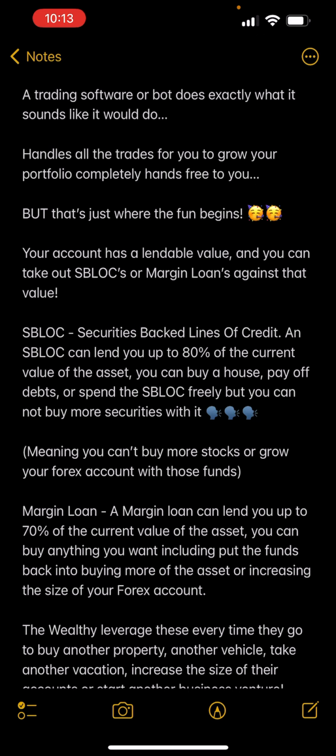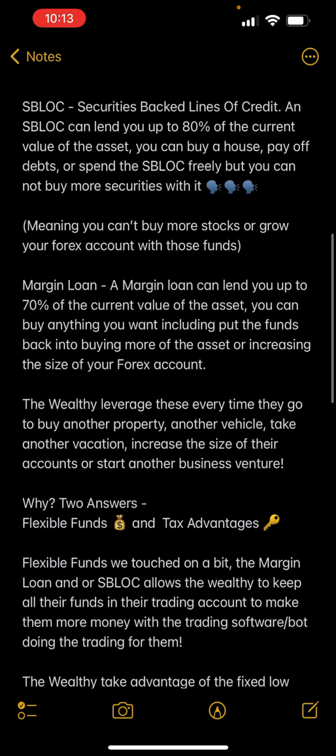Because you see, your account has a lendable value and you can take out an S block or a margin loan against that value. Now, you're probably asking, well, BJ, you were just green too. You're just continuing your financial literacy education. What's an S block? What's a margin loan? And what are the differences, right? I actually broke that down. It doesn't take a long time for you to understand because here they are for you, right?